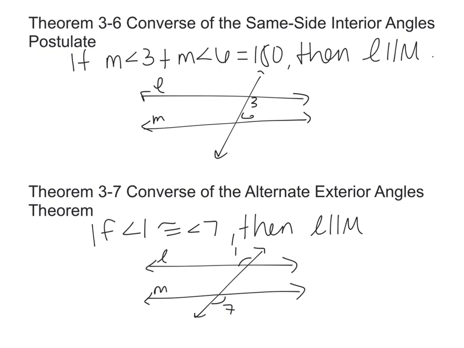In the future, when you're doing proofs, you're going to have to use either the actual theorem itself or the converse of the theorem. And remember that if you're trying to prove that two angles are congruent, or that two angles are supplementary, then you're going to use the theorems from 3-2. If you're trying to prove that the two lines are parallel, then you're going to use the converse of those theorems.